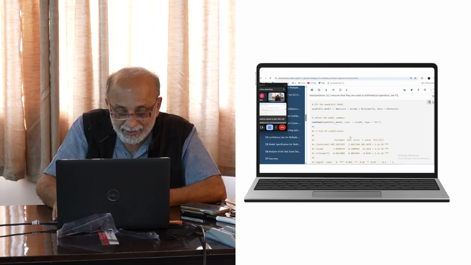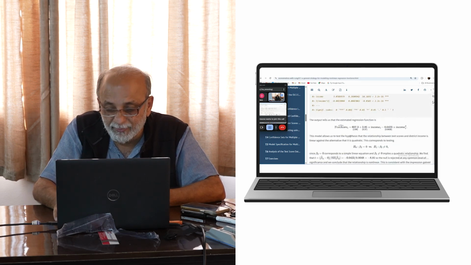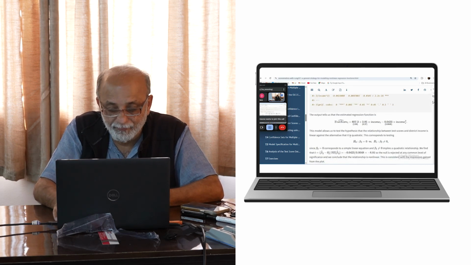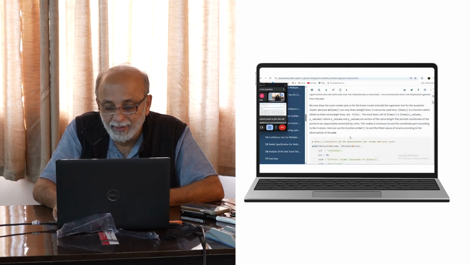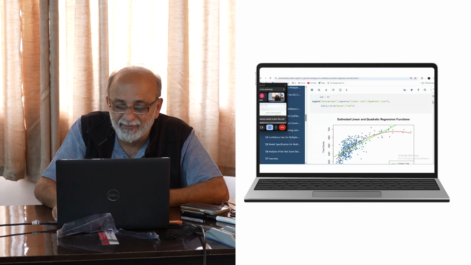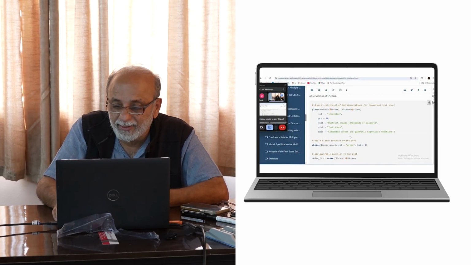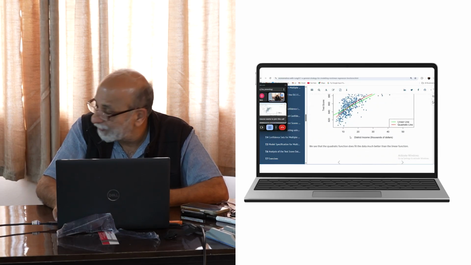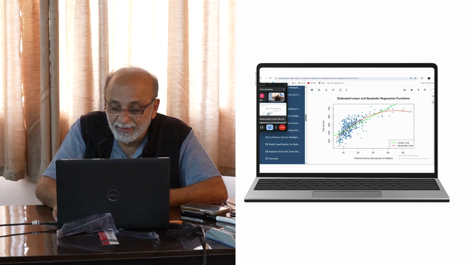Okay, so once you do this, this is your estimated regression. And as you know, you can look at this and you'll see that it fits well. Seems to be a better fit, no? The quadratic line seems to be a better fit, right?